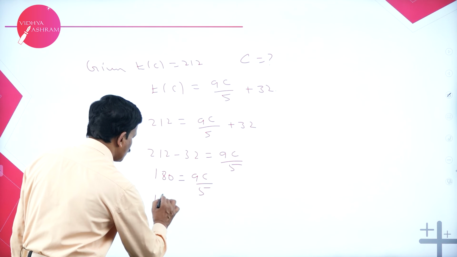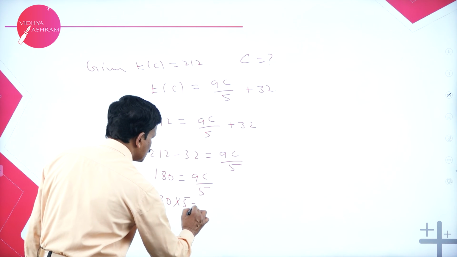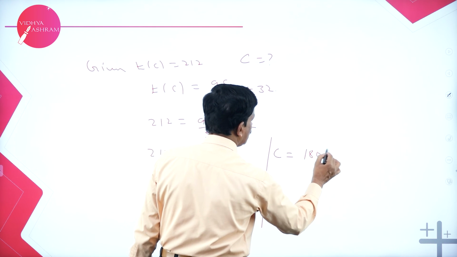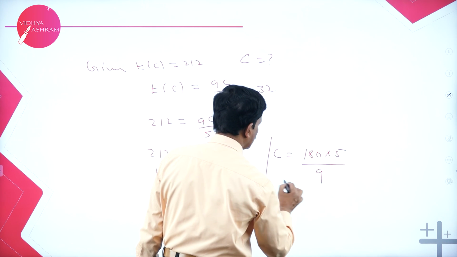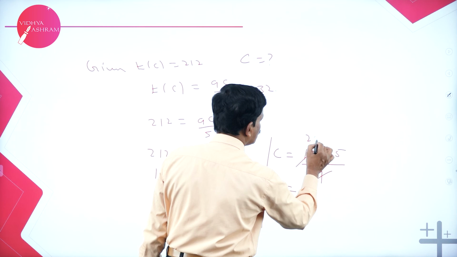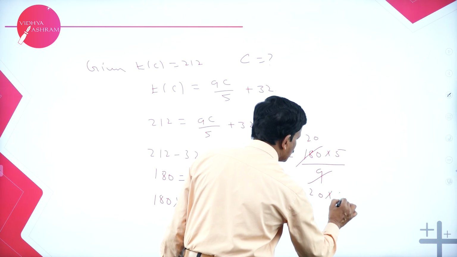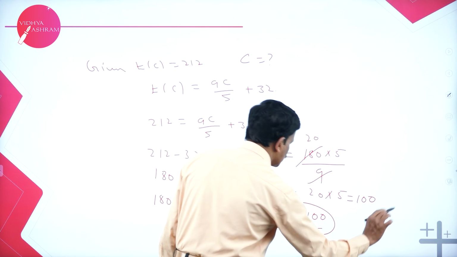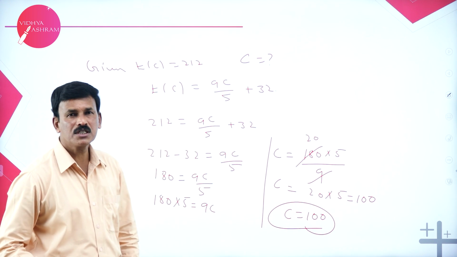Cross multiplied, 180 into 5 is equal to 9C, or C is equal to 180 into 5 divided by 9. So, C is equal to 20 into 5. This is equal to 100. So, C is equal to 100. That's it. Okay. So, this is how we are going to solve.